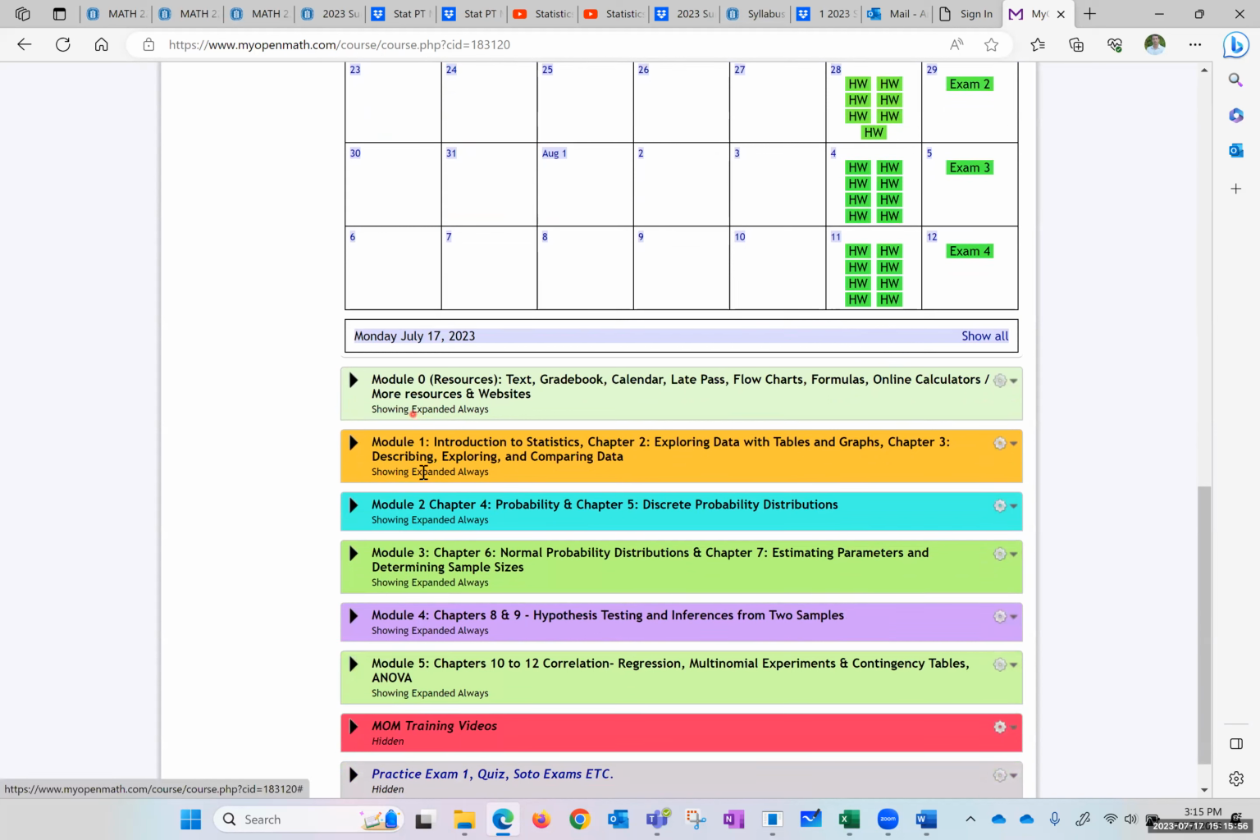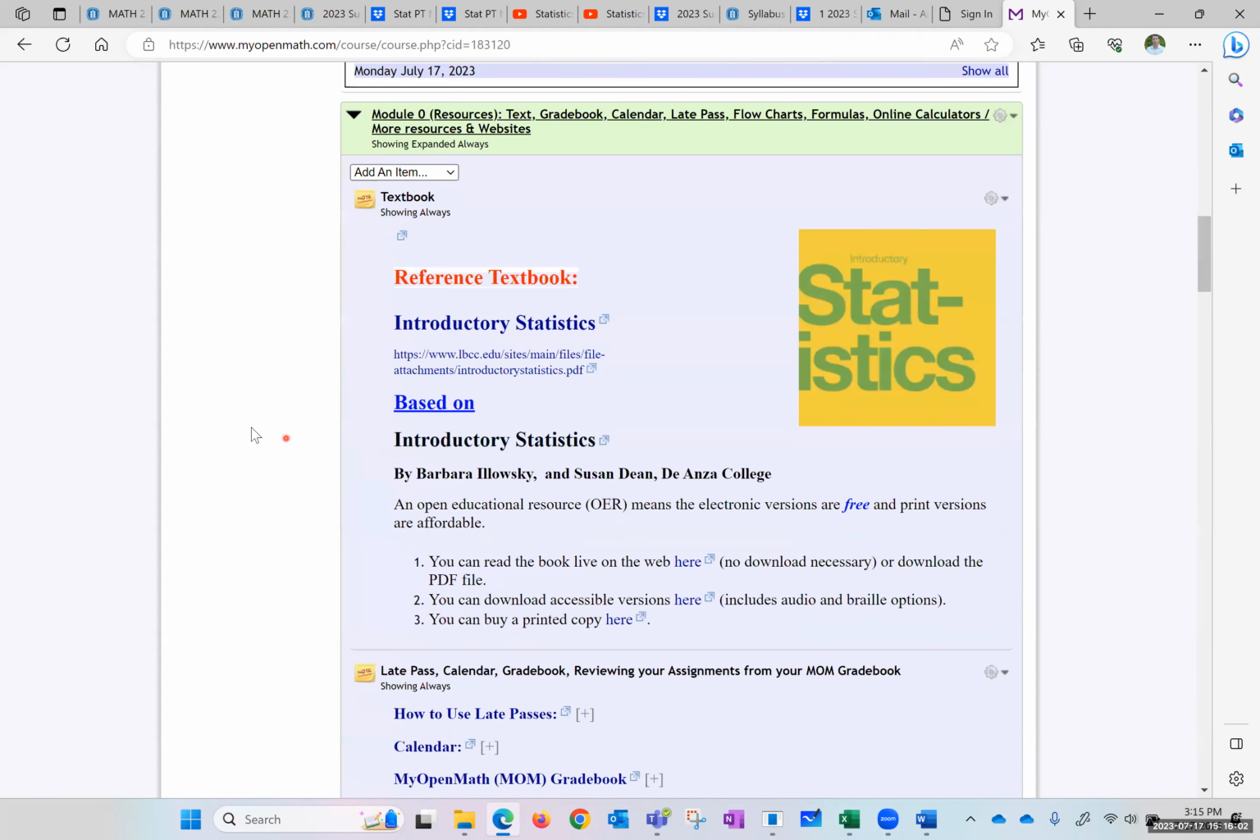Now we have modules 1, 2, 3, 4, 5. So what is module 0? Module 0 is the resources. So again, your practice test as well as your homework, you do it on a daily basis. So first, we have the textbook. Okay, so this is the textbook. Which has the proper setting and the sections.